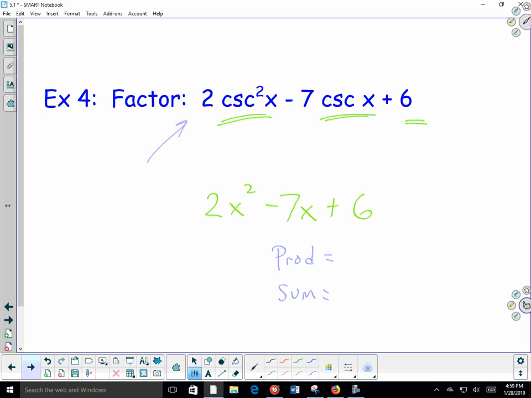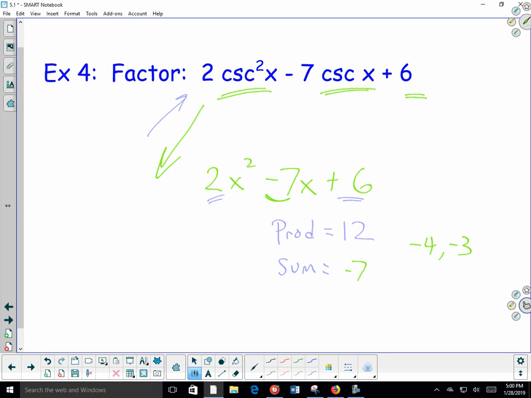So if we do this, we could say, oh, my product is 2 times 6, product is 12, and my sum is a negative 7. So I think the two numbers that we would want would be what? Negative 4 and a negative 3, right? They multiply together, give me 12, and they add up to negative 7. So let's do that, except instead of with x's, let's do that with cosecant x's. So in this case, we're taking out the negative 7 cosecant x and replacing it with negative 4 cosecant x minus 3 cosecant x.